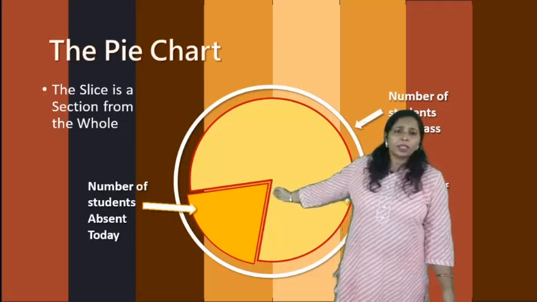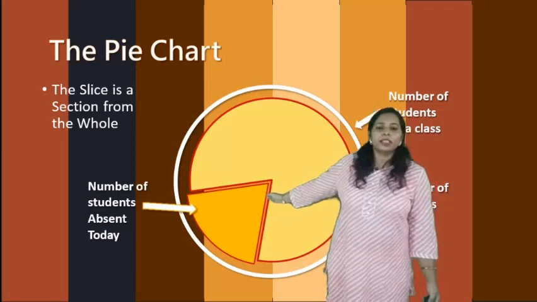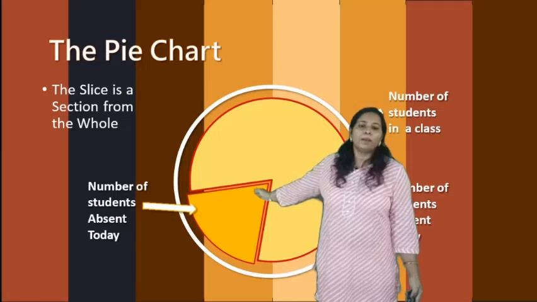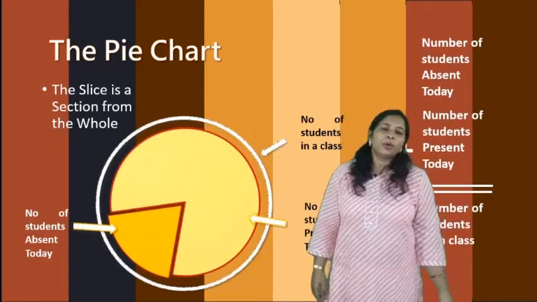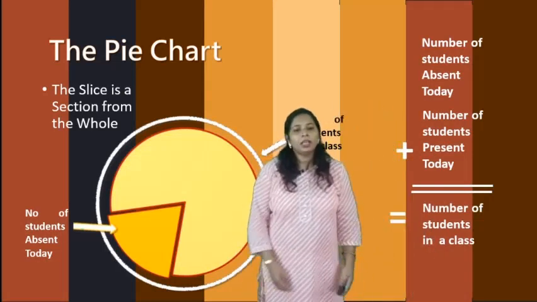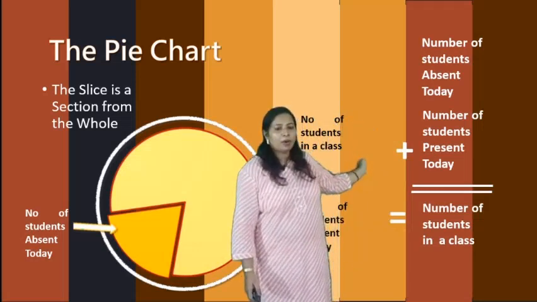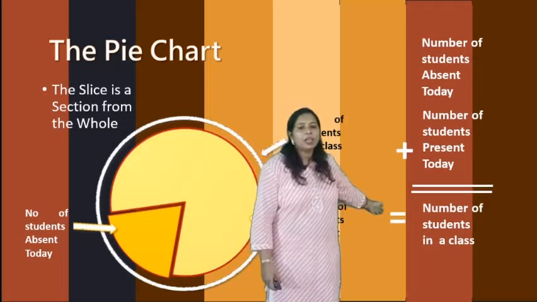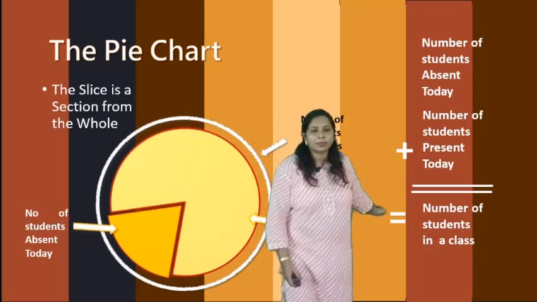So, basically the total number of absent students in a class is one type of slice from the pie. Now, if I want to find out the total number of students in a class, we can easily sum the total number of absent students and the total number of present students, and after adding this we can easily find out the total number of students in a particular class.